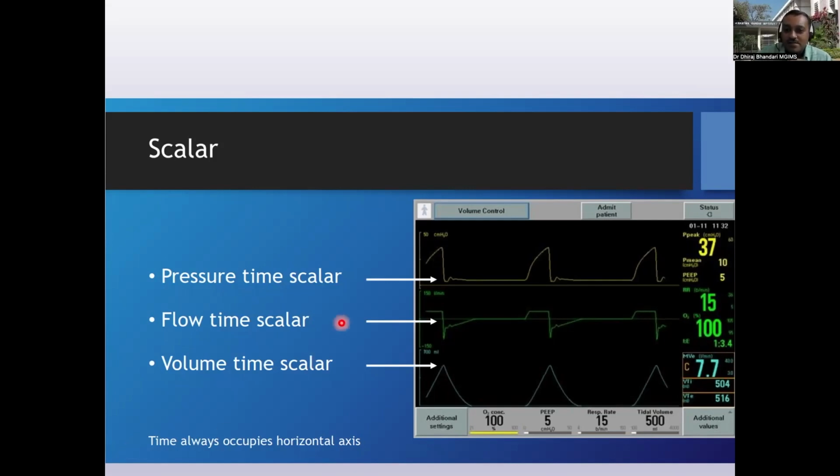We all know there's an x-axis and a y-axis, and when we talk about the scalar, this means that the pressure, the flow and the volume are represented against the axis of time. That is, it's a continuous beat-to-beat variation.